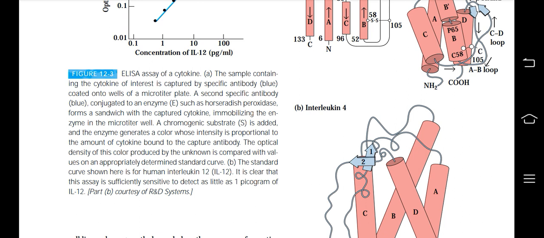The optical density of this color produced by the unknown is compared with values on an appropriately determined standard curve. The standard curve shown here is for human interleukin 12, IL-12. It is clear that this assay is sufficiently sensitive to detect as little as 1 picogram of IL-12.